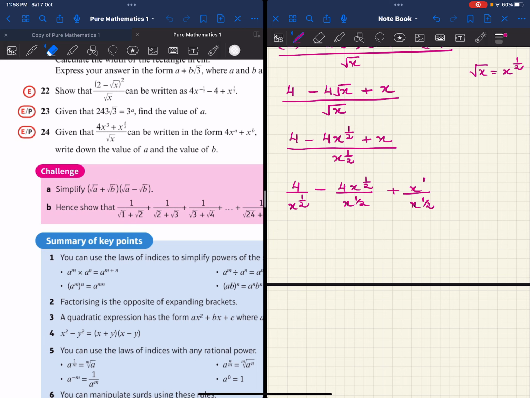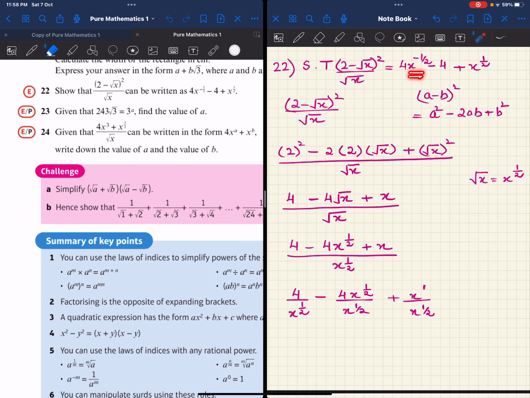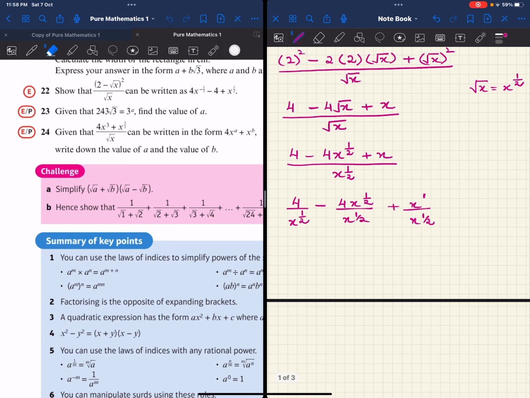Now here we have x to the power of half in the denominator. In the answer, we require the x to be in the numerator. So when a base moves from the denominator to the numerator, the sign of its power reverses. So for 4, when x moves from the denominator to the numerator, the power which is positive half becomes negative half. So 4x to the power of negative half, minus. Now x to the half and x to the half will cancel out and we have just 4 left here.